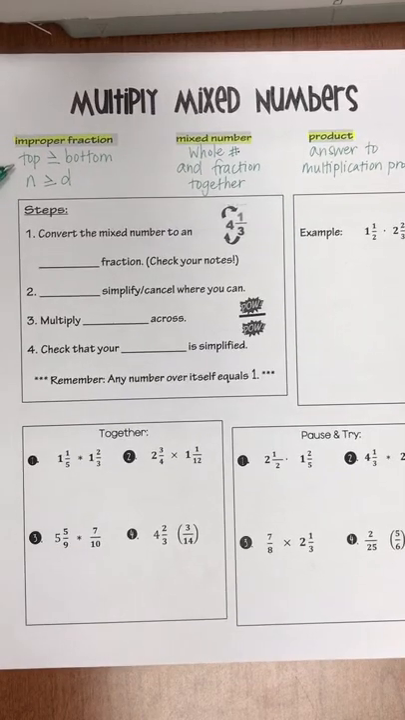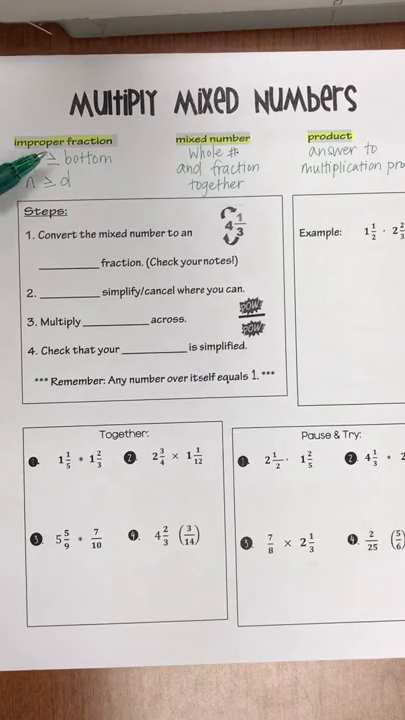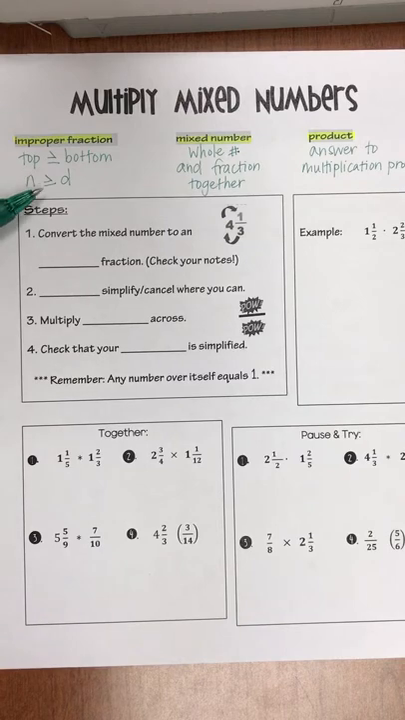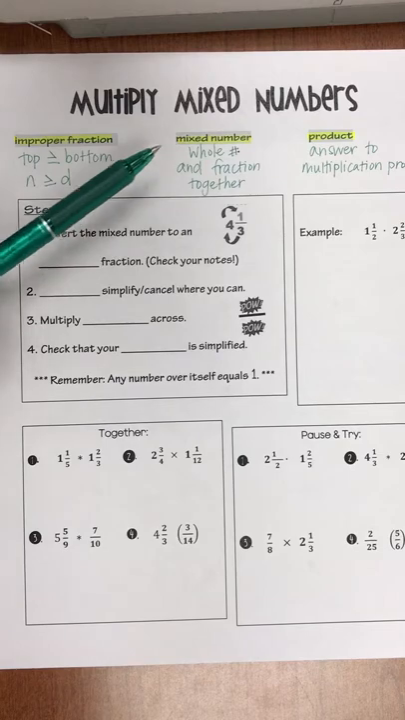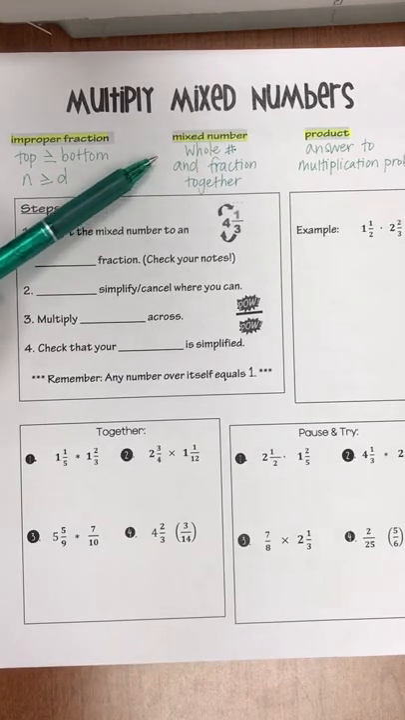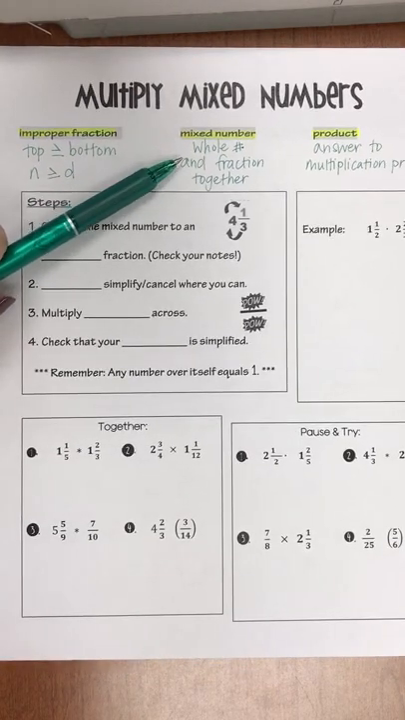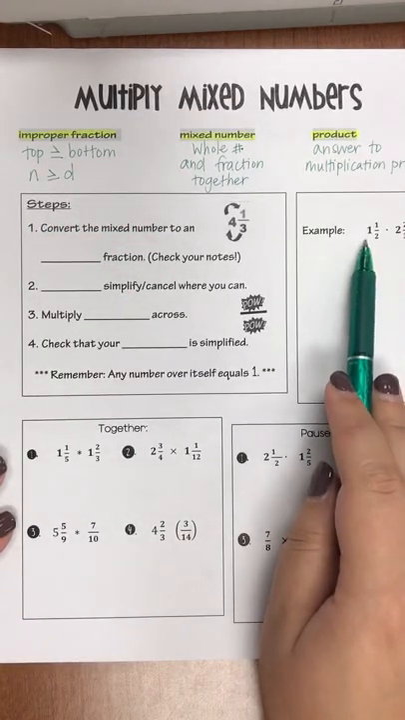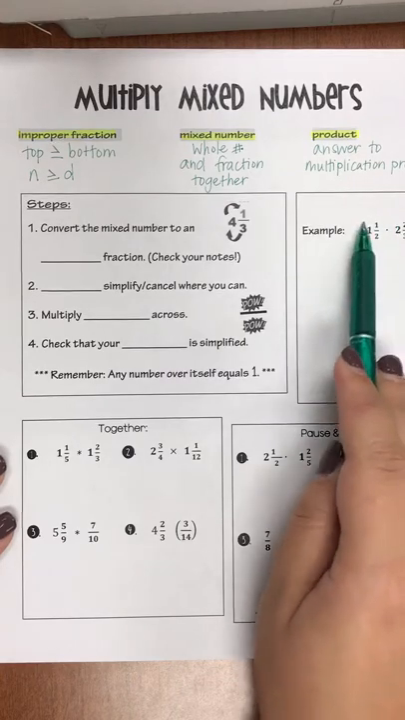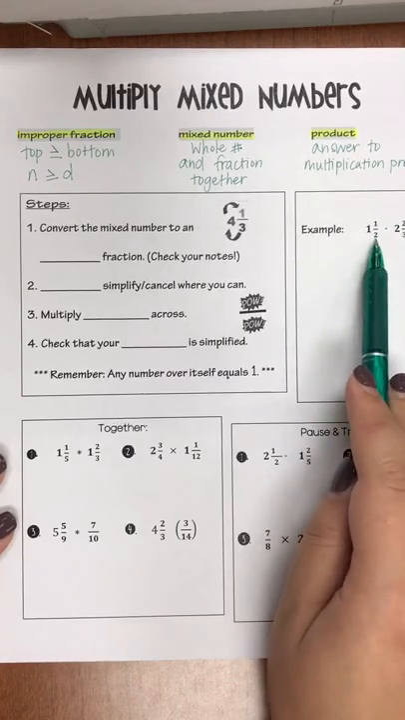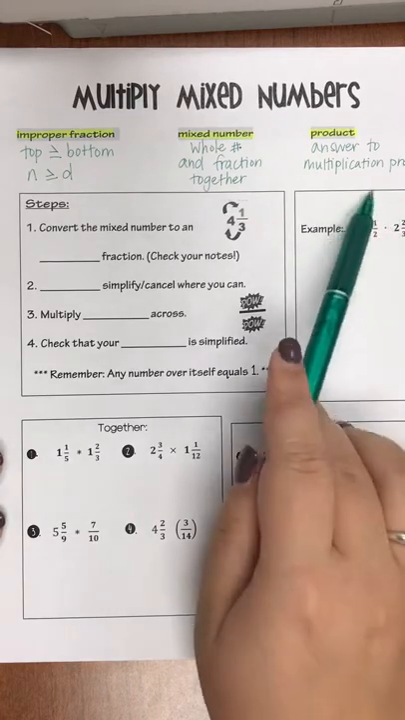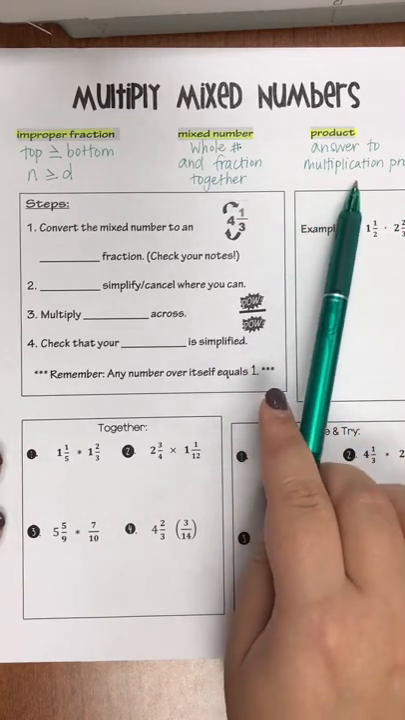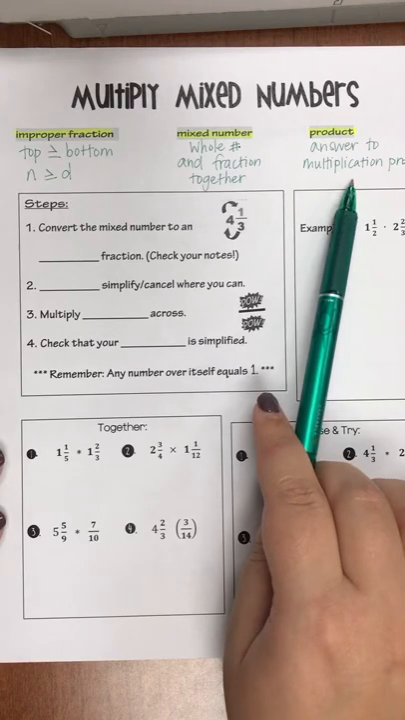An improper fraction, if you'll remember, we've done this before, is when the top number is greater than or equal to the bottom number. So the numerator is greater than the denominator. And then we also have mixed numbers, and that is a whole number and a fraction together. So in our example over here, we have our whole number and a fraction. This is all one number, but it has a whole number and a fraction together. And then the product, if you'll just remember, is the answer to a multiplication problem.